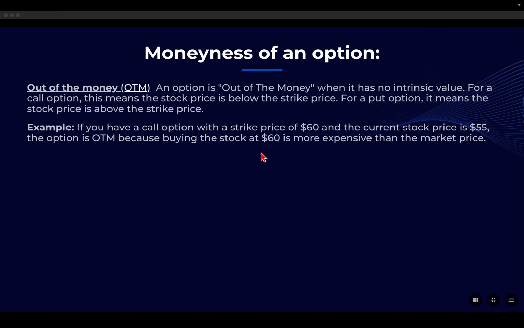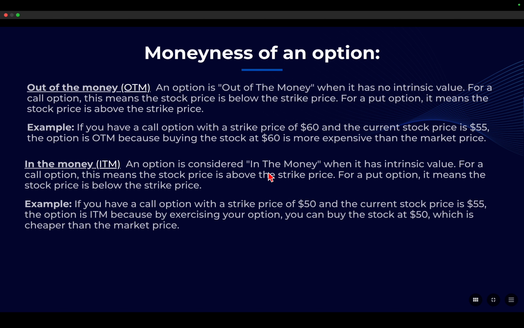But an out of the money option has no intrinsic value. For a call option, this means that the stock price is below the strike price. For a put option, it means the stock price is above the strike price. As an example, if you have a call option with a strike price of $60 and the current stock price is $55, the option is out of the money because buying the stock at 60 using your option is more expensive than the market price. Just simply would not make sense to do that.